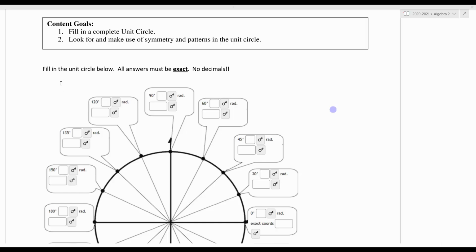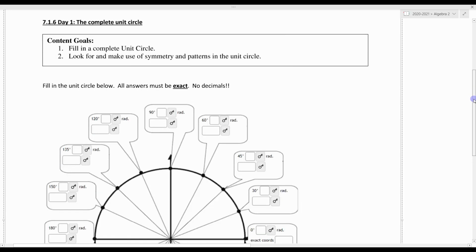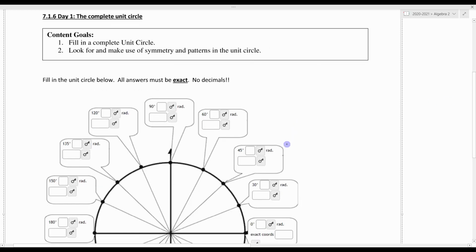Hello everyone, welcome to Unit 7. We're going to be doing lesson 716, day 1 today. We're calling this lesson the complete unit circle because we are going to be filling in an entire unit circle today and filling this in with exact answers for everything.